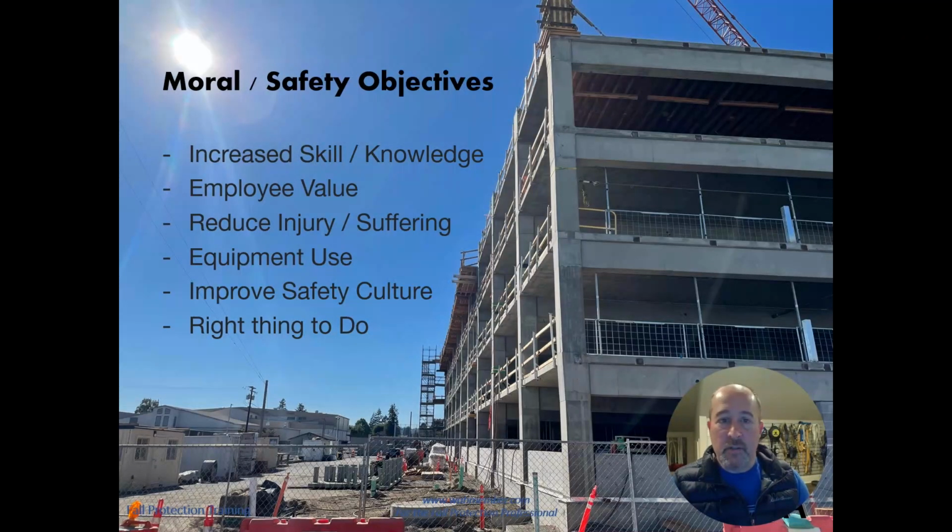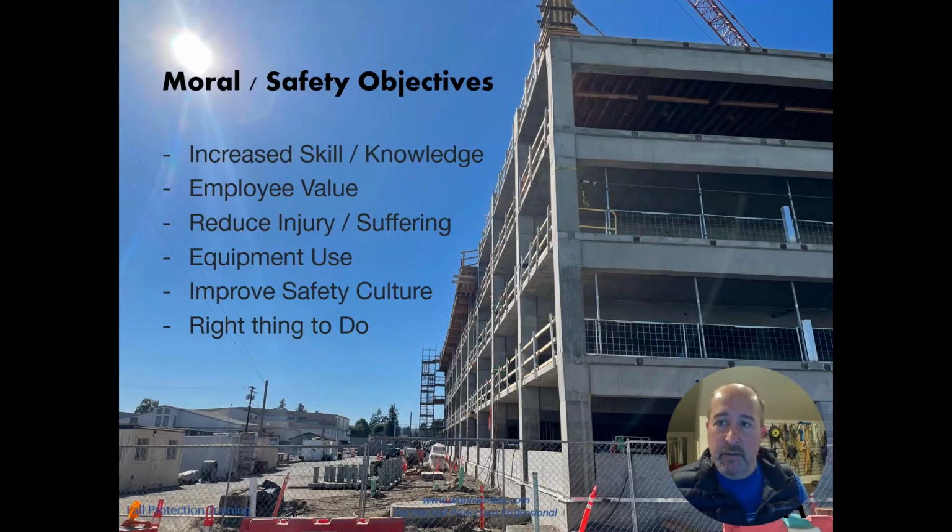We conduct training to improve or maintain a culture of safety at the workplace, to improve morale. And then people understand that it's the right thing to do. If an employer has people that are exposed to fall hazards, even in the absence of any occupational health and safety regulations, the right thing to do for that person is to train them how to protect themselves. So these are all the moral or the safety objectives.